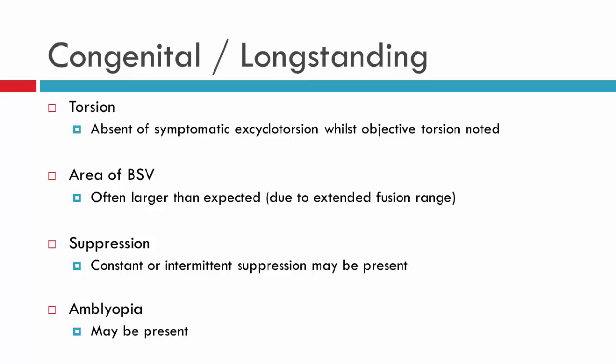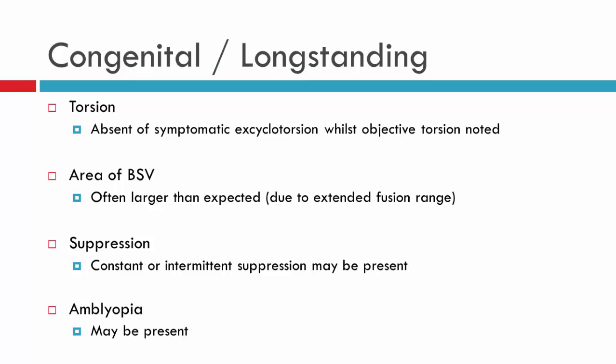Now earlier we mentioned that the patient has an extended fusion range. This actually means that they will generally also have an area of BSV that's larger than expected. And this also is what protects these patients from having symptoms regarding diplopia. Their large fusion ranges are giving them more area of BSV and therefore giving them more comfortable vision and BSV.